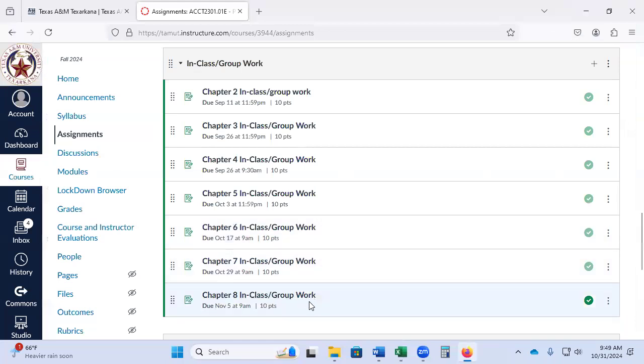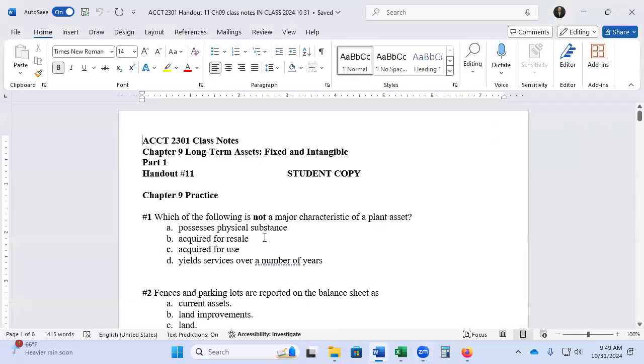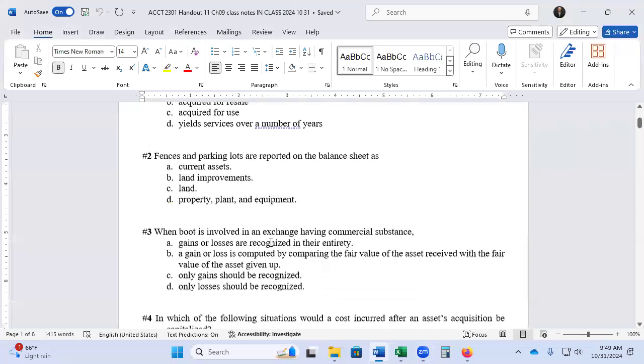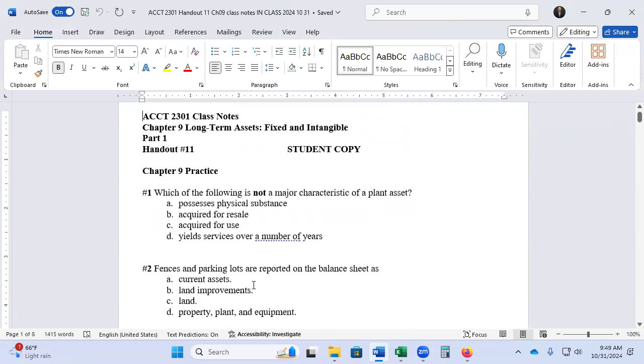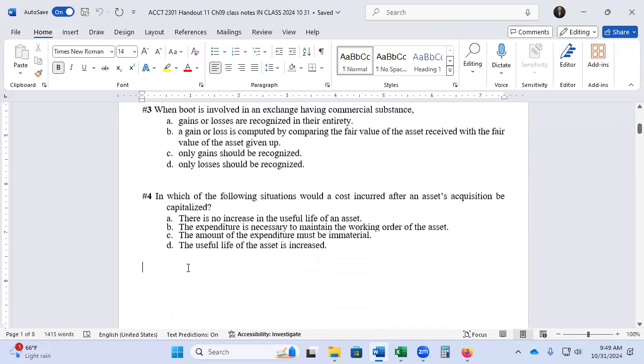So we are recording now, and I passed everybody out the handout number 11 for chapter 9, and it's got 4 practice questions on there, and these are just examples of concept questions that you guys might have on the test. You're supposed to have read chapter 9 by now, so these are just some practice questions for you to see how well you remembered them.